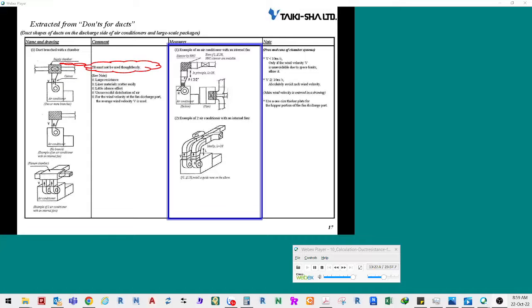The duct plan instructs that chambers should not be used without careful consideration because they generate high resistance. Please consider using an elbow or other appropriate materials for construction. Even if chambers are used, take proper measures including using the duct plan to adequately reduce the wind velocity.